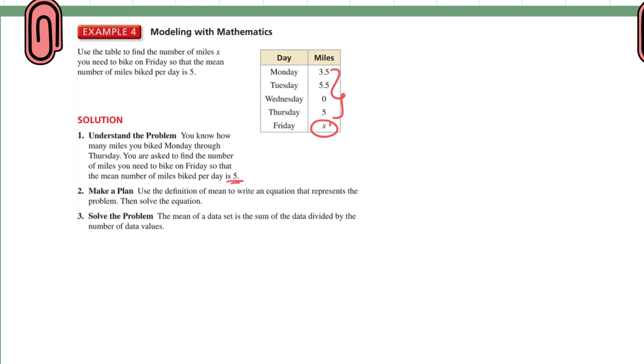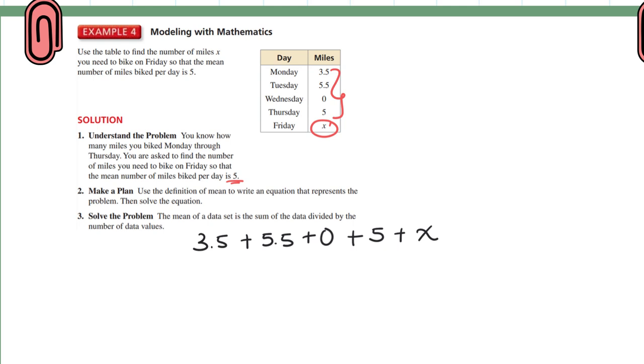Okay? Let's make a plan. We're going to use the definition of mean. So what's the definition of mean? It's the average. Normally that means you add all your data and divide by the amount of data you added, okay? So in this case, let's solve the problem. The mean of the data set is the sum of the data divided by the number, correct? So here we have Monday 3.5 plus Tuesday 5.5 plus Wednesday's 0 plus Thursday 5 plus Friday, which is x, correct?